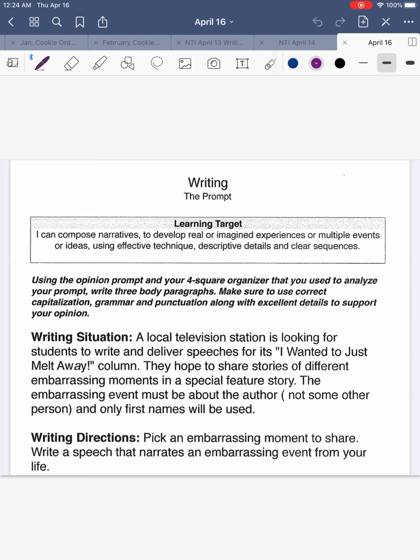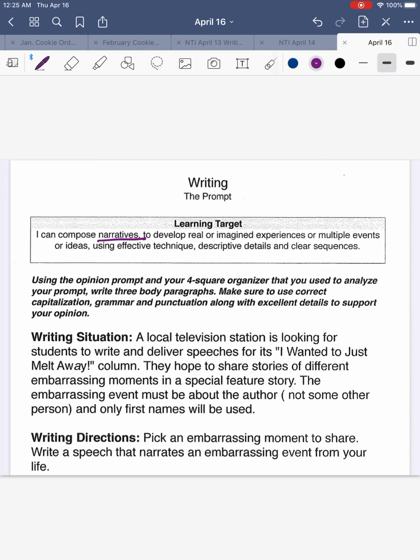So, our learning target, we're still working on narratives. Narratives are stories that are about you. The good thing about on demand, meaning you've got to come up with a situation right then and there and write something great in a short period of time. When it comes to narratives, they can be real or they can be made up. So that's an awesome part.